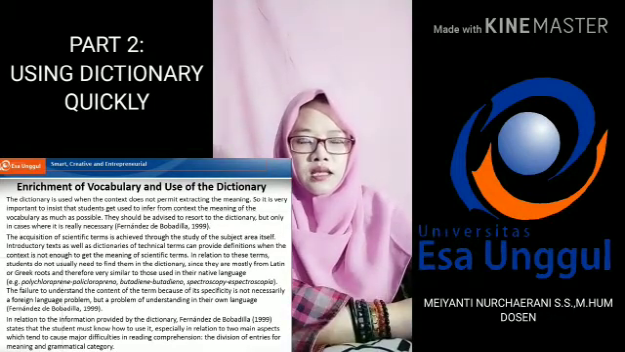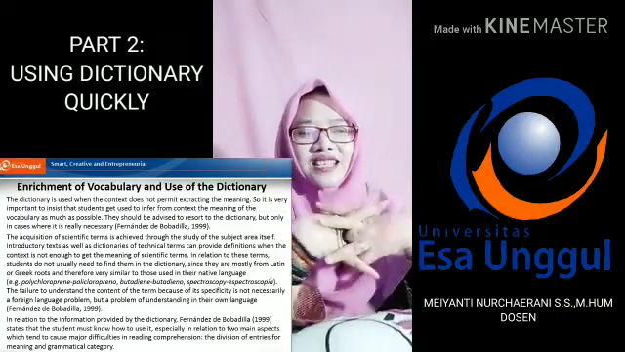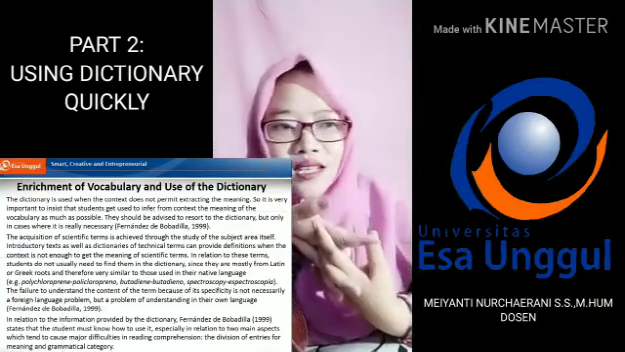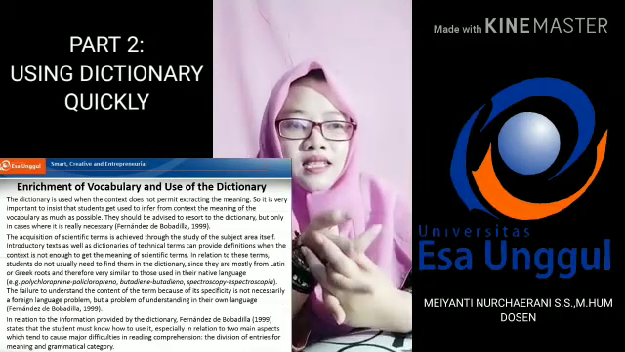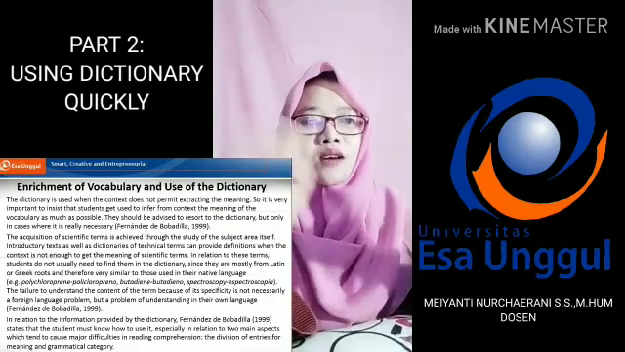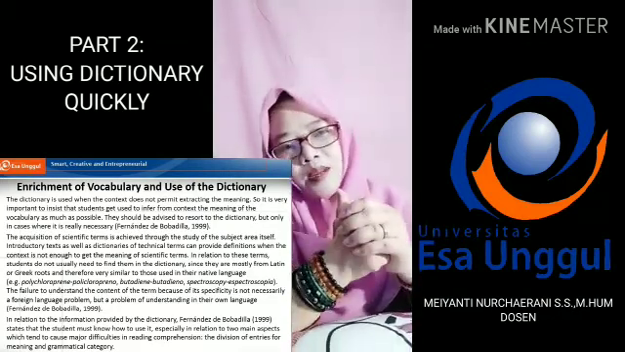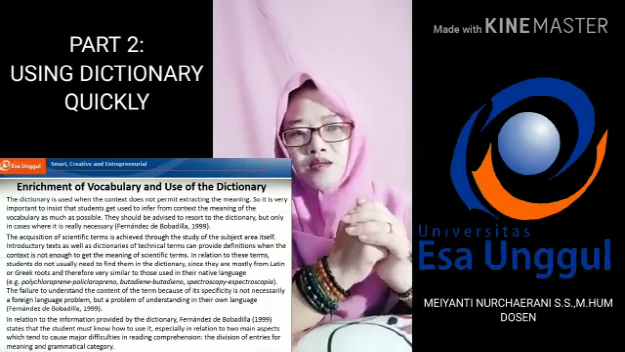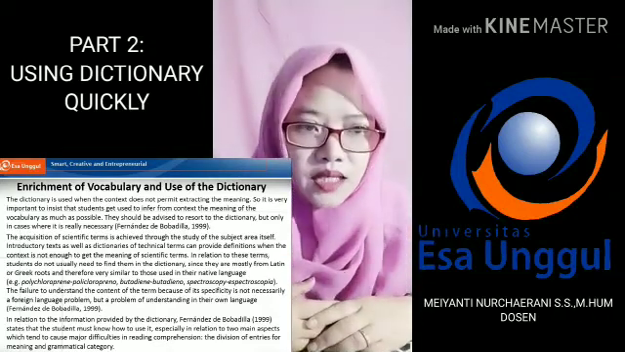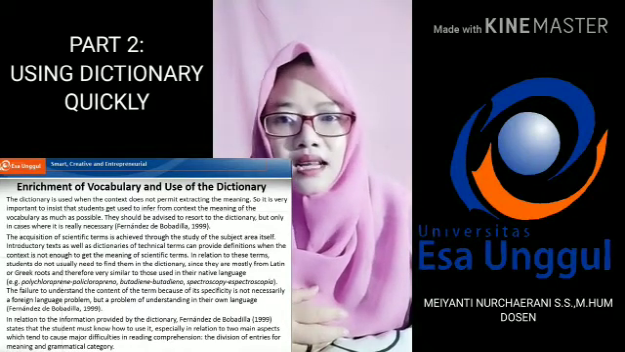In relation to the information provided by the dictionary, Fernandez de Bobadilla states that the student must know how to use it, especially in relation to two main aspects which tend to cause major difficulties in reading comprehension: the division of entries for meaning and grammatical category.